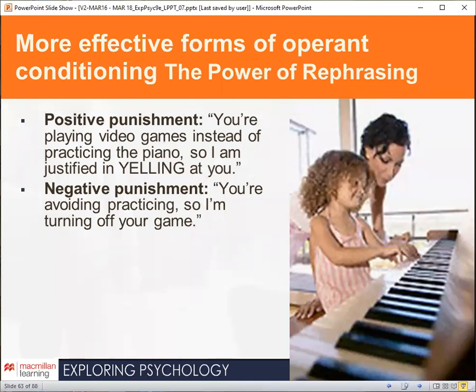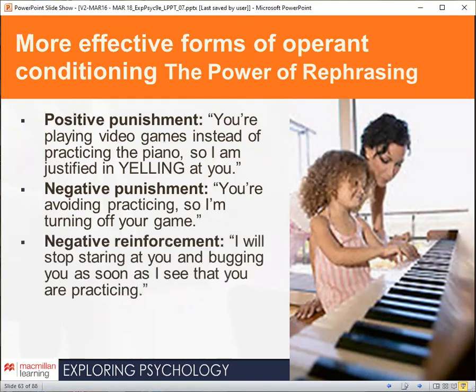Taking away something that they find pleasant, okay? Negative, taken away. Negative reinforcement: I'll stop staring at you and bugging you as soon as I see that you are practicing. So the idea here is you're wanting to get a behavior to increase, and with negative, you take away the bugging and staring at them, or nagging them.